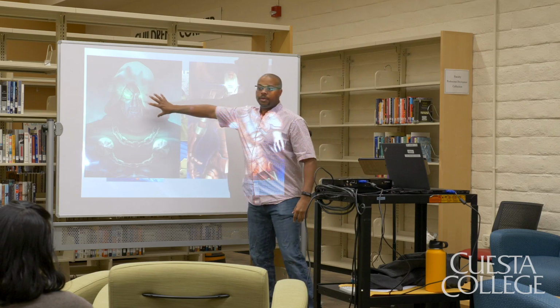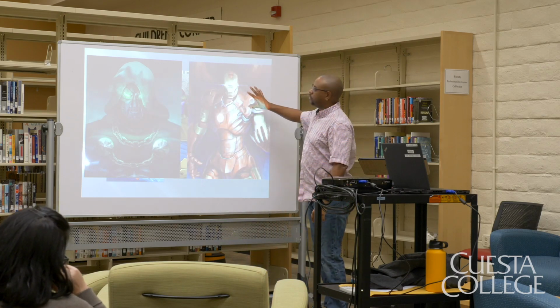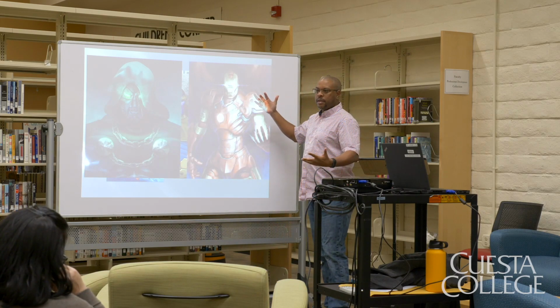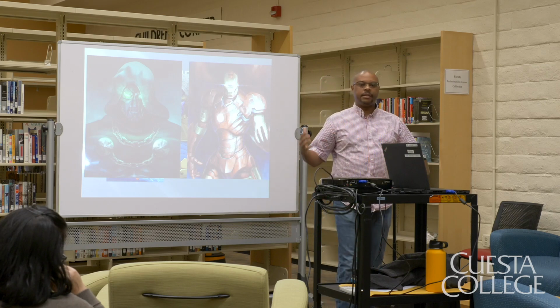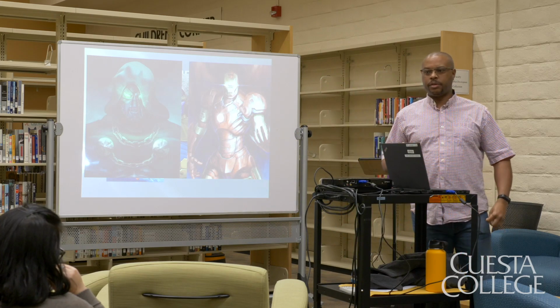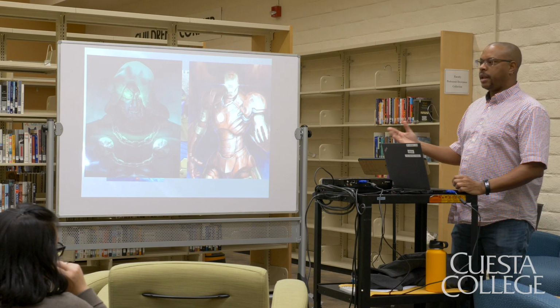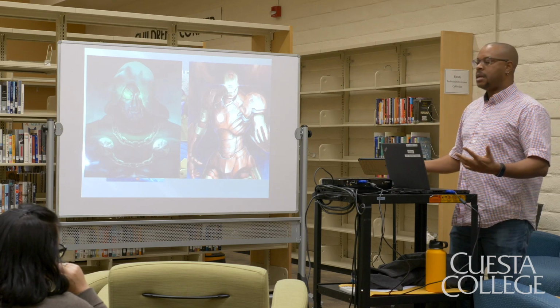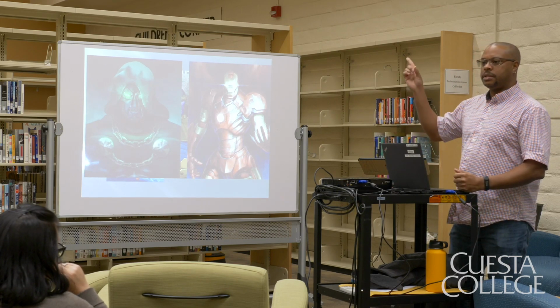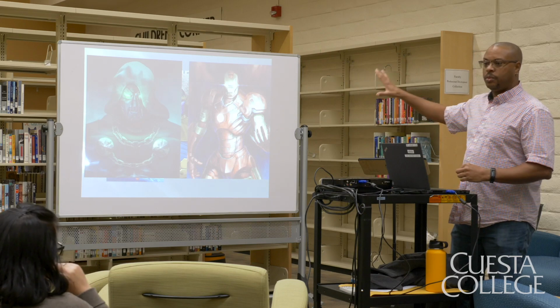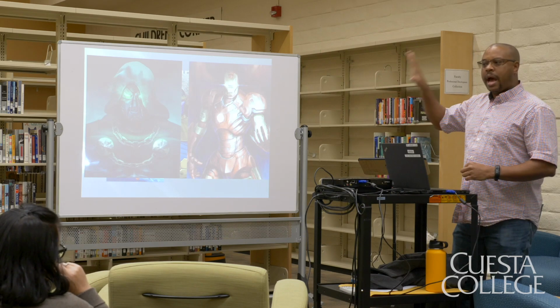Or something like this. Here we have Dr. Doom, a bad guy. We have Tony Stark, Iron Man. What's fascinating to me is that they're very, very similar. They're both wearing armor that helps them and gives them all kinds of abilities. But just by looking at the pictures, one is the hero and one is a villain. How do we know that?